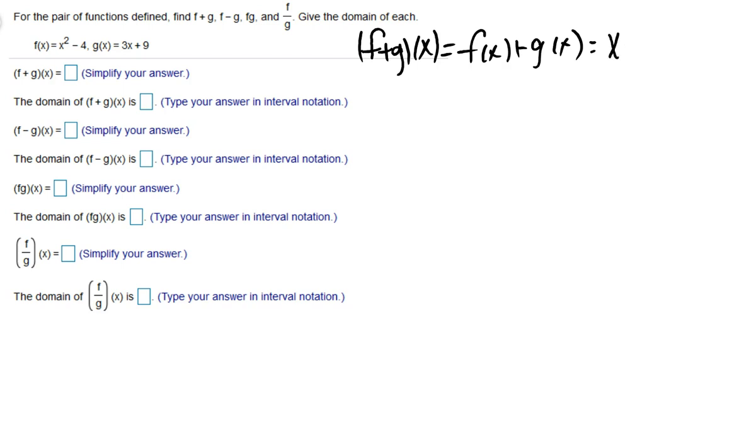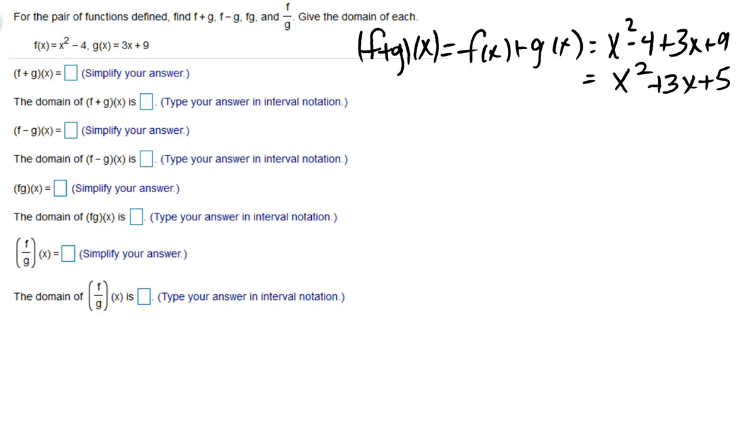And f of x is x squared minus 4, and I want to add that to 3x plus 9. Then we want to simplify by combining like terms. That would give me x squared plus 3x plus 5. So f plus g is x squared plus 3x plus 5. Then it says, find the domain of f plus g.